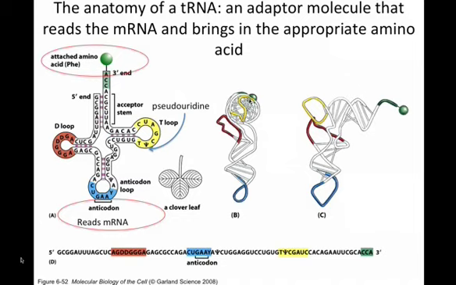So the different loops, are those all anticodons? No, just the blue is the anticodon. The T loop and the D loop are involved with interaction with structure, with the ribosome, and with aminoacyl tRNA synthetase. Questions?